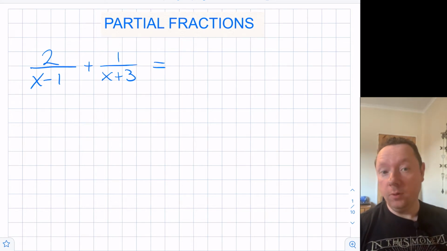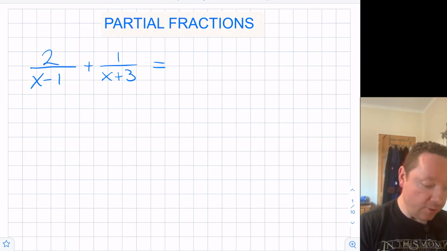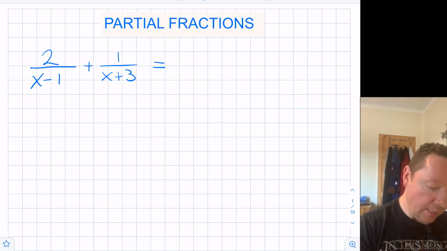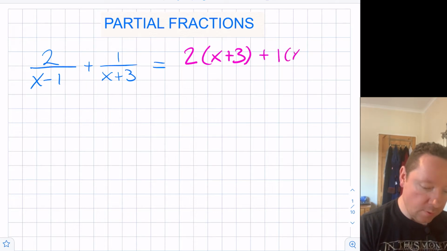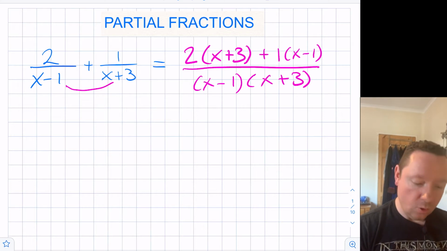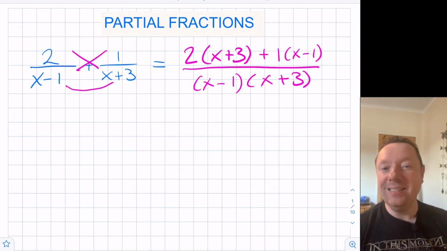You should already know from your previous work in maths that you can add fractions, whether they're algebraic or not. And if I were to add these two fractions, then the answer would be 2 times x plus 3 plus 1 times x minus 1 all over x minus 1 and x plus 3 as our common denominator. So essentially we've timesed these together to get a common denominator, and an easy way to think of this is I've done 2 times this one plus 1 times that one. And then we would simplify this.